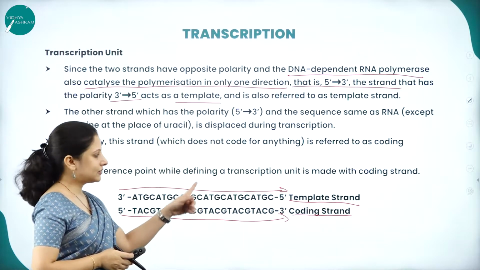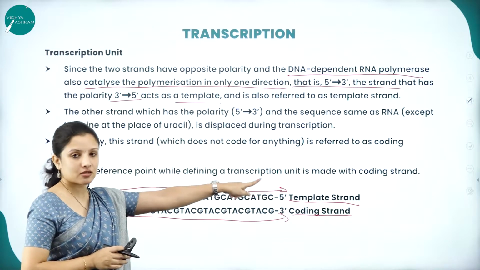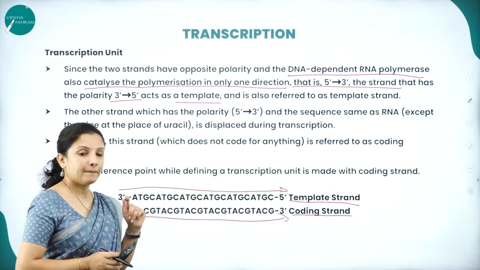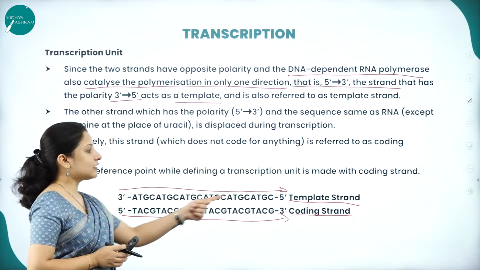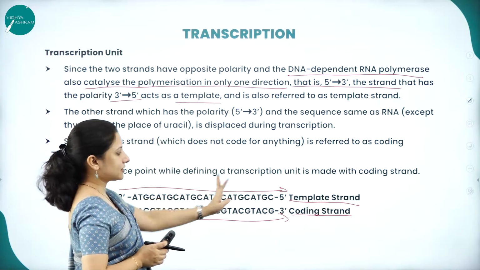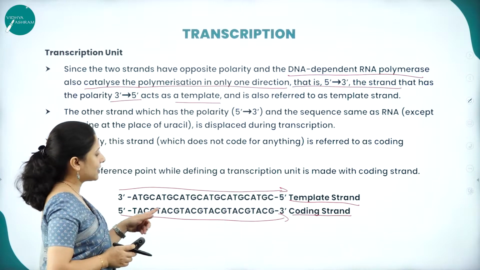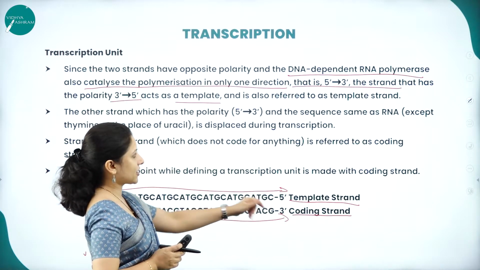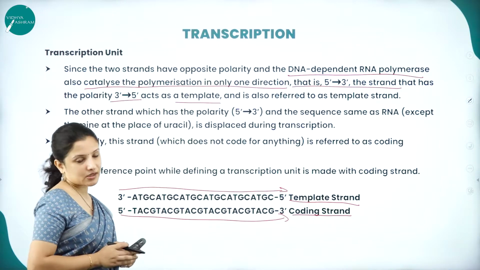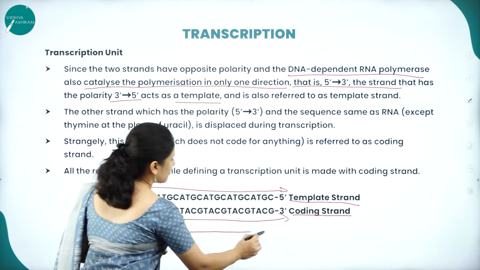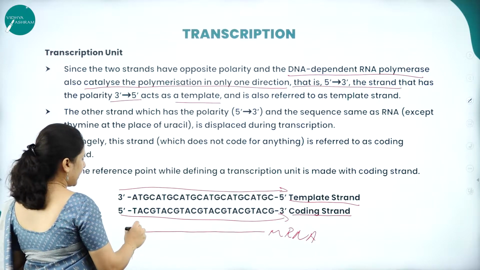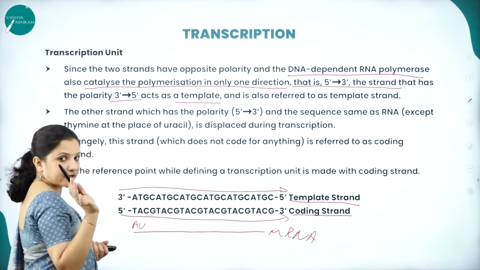So it is this particular coding strand that participates in the transcription process, whereas the template strand will not participate in the transcription process, meaning mRNA gets produced only for the coding strand and not for the template strand. You have to keep that in mind. Therefore this one is referred to as the template strand, and the other strand which has the polarity 5' to 3' direction has the same sequence as RNA, with thymine displaced in place of uracil during transcription, meaning for this particular strand the mRNA molecule will be formed, wherein this mRNA molecule will have adenine, uracil. There is no thymine here because it is an mRNA.